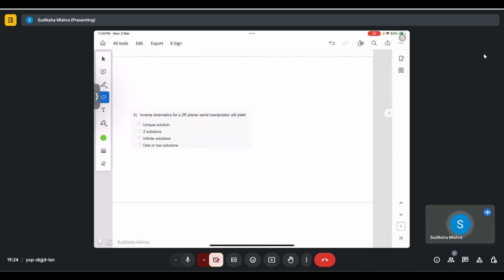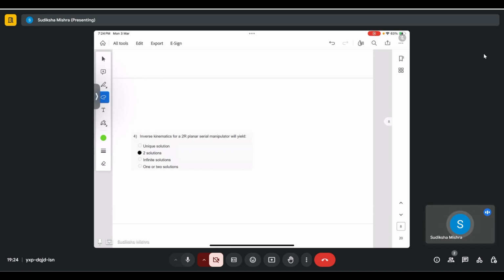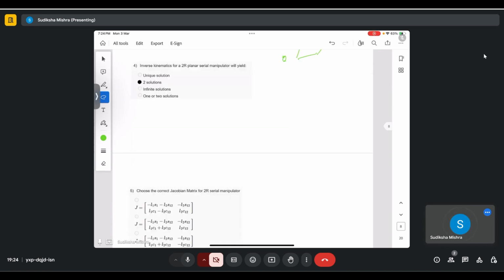The inverse kinematics for a 2R planar serial manipulator will yield one unique solution, two solutions, infinite solutions, or one or two solutions. Remember, when we looked at the 2R problem, we found that there was a plus or minus sign. So essentially there is an upper arm and a lower arm. Therefore, there are two possible solutions.